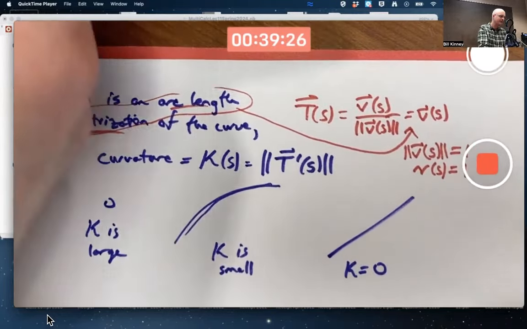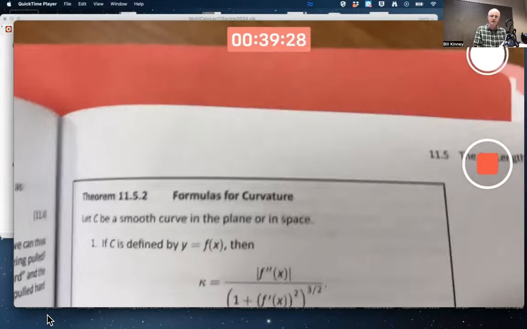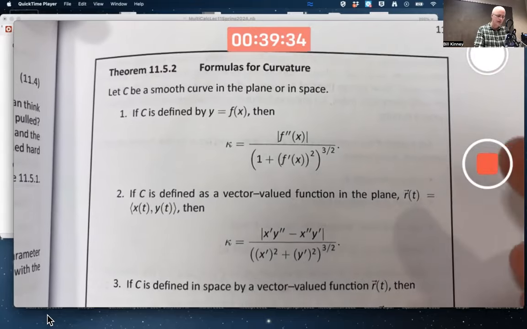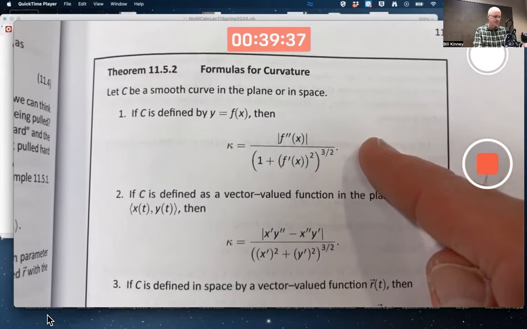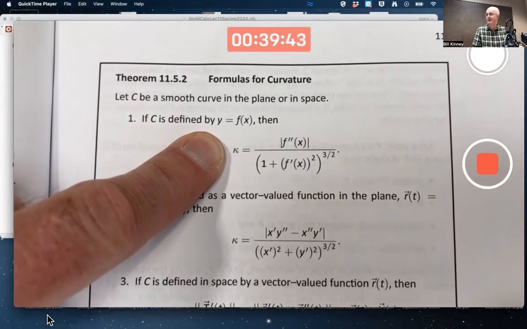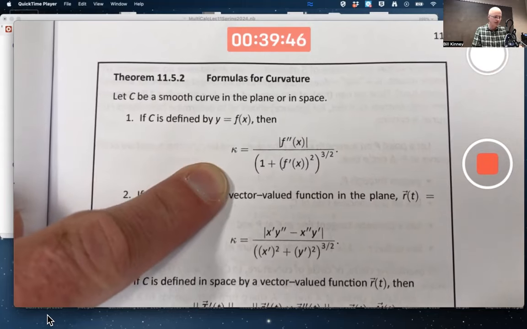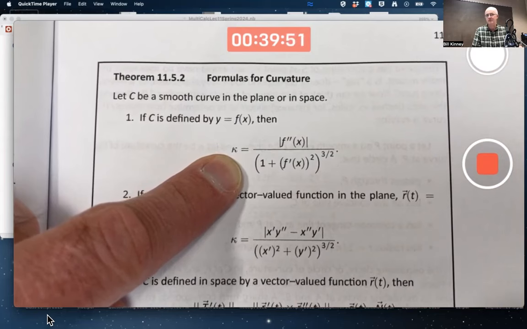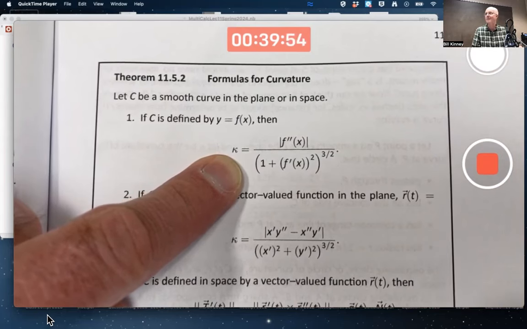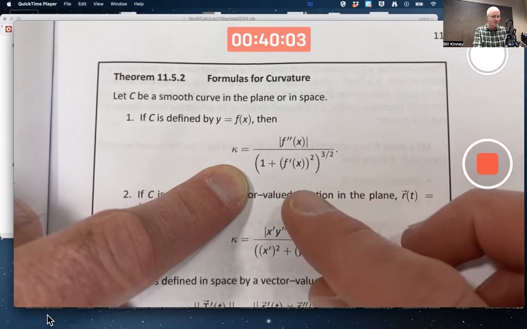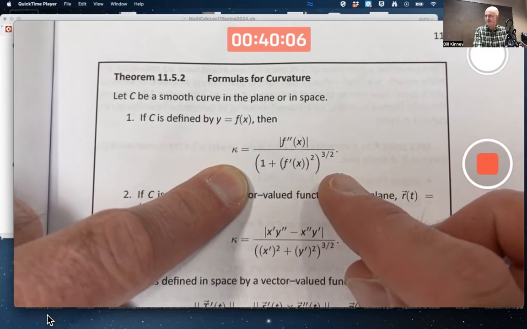There are other formulas for the curvature in this box in three different special cases. First one's probably the easiest to use. If the curve is defined not parametrically, but as a function, y equals f of x, then the curvature at any value of x is given by that equation. The author could have written kappa of x. Kappa is a function of x here. It's the absolute value of the second derivative divided by, kind of crazy, 1 plus the first derivative squared all to the 3/2 power.